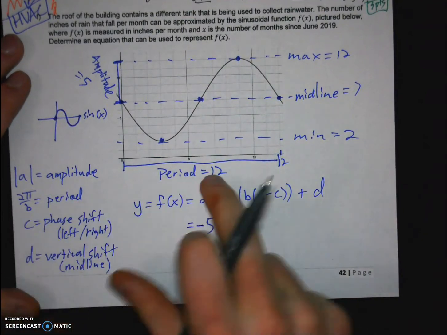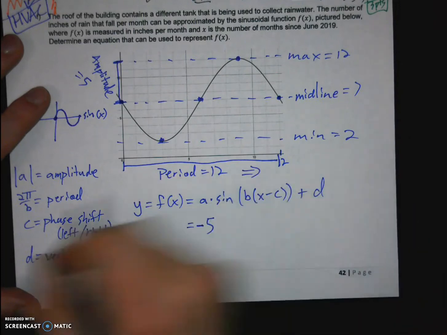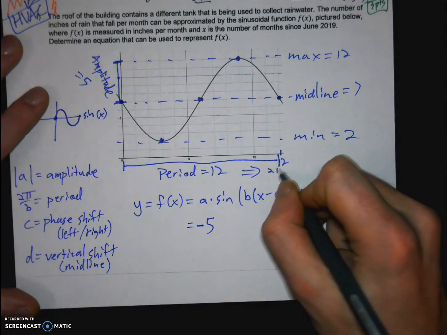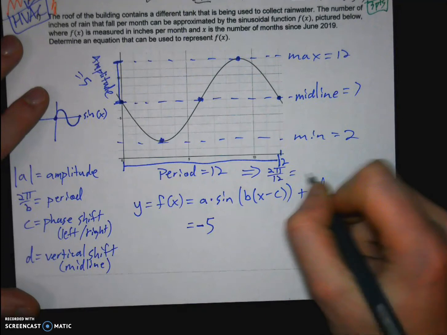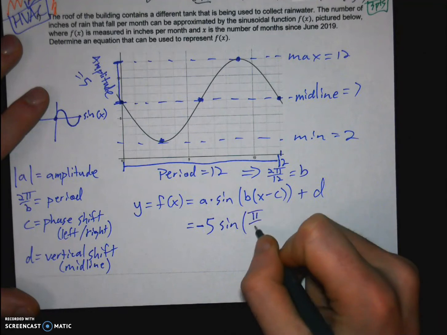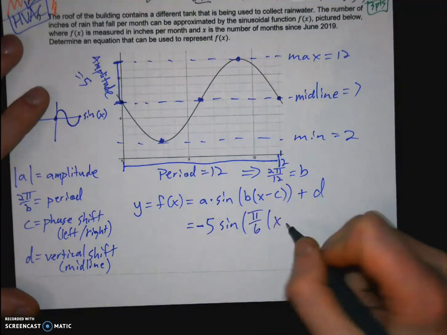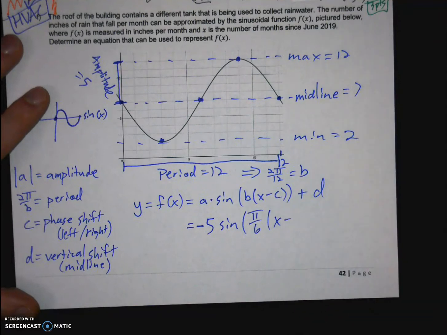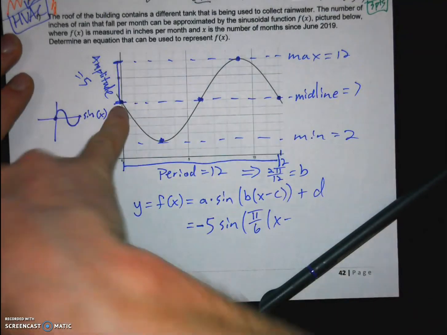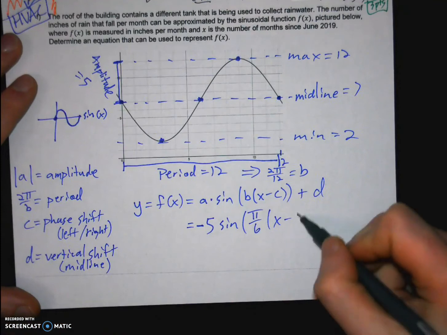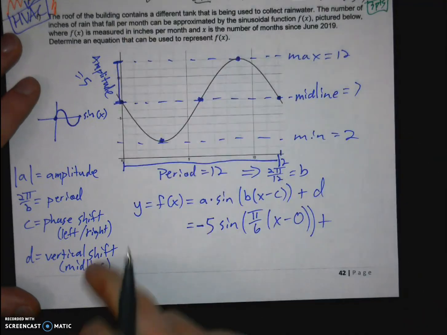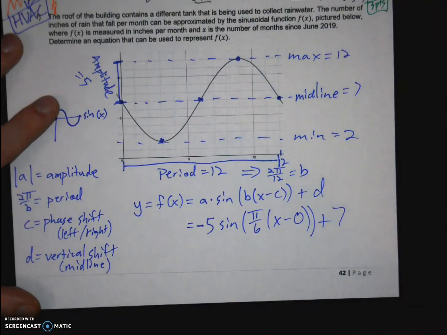Let's get our b value. We know the period is 12, and 2 pi over b is equal to the period. That means we take 2 pi and divide it by 12 to get our b value. 2 pi over 12 is the same thing as pi divided by 6. Then we've got x minus our c value. Have I shifted my sine function left or right any? Here is the y-axis, and I'm starting right there, so the c value is 0. The d value is how far up or down I've gone. My midline is 7, so I get the final answer right there.